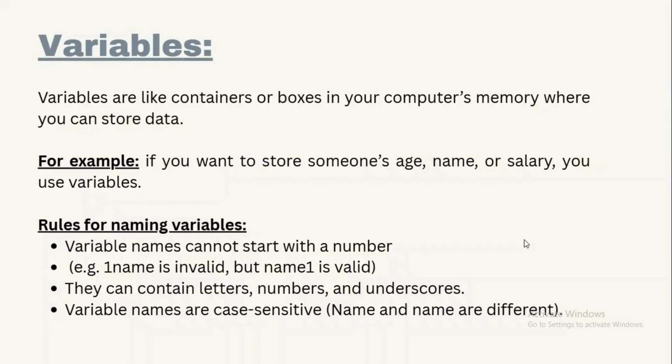There are some rules when we are creating a variable, like rules regarding the name. A variable name cannot start with a number. Whenever we are creating a variable, we can't create a variable with a number at the start. For example, 1name is invalid, but name1 is valid. A number can come after or in between, but we can't start the variable with a number. Then they can contain letters, numbers and underscores. Variable names are case sensitive. For example, Name and name are different. If we have two names in which one has a capital N and the other has a small n, they are treated as different in Python.